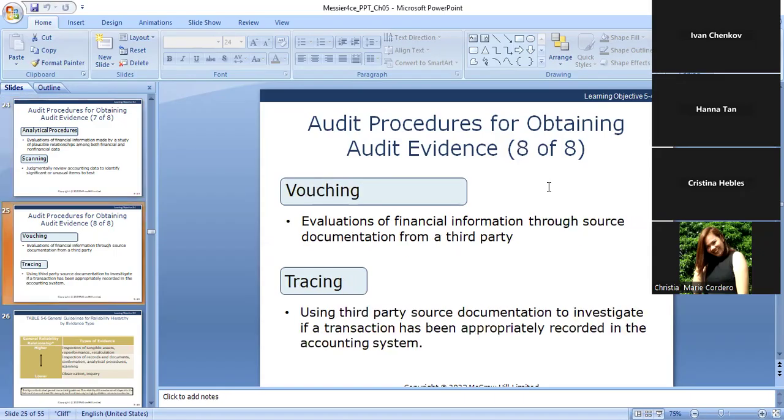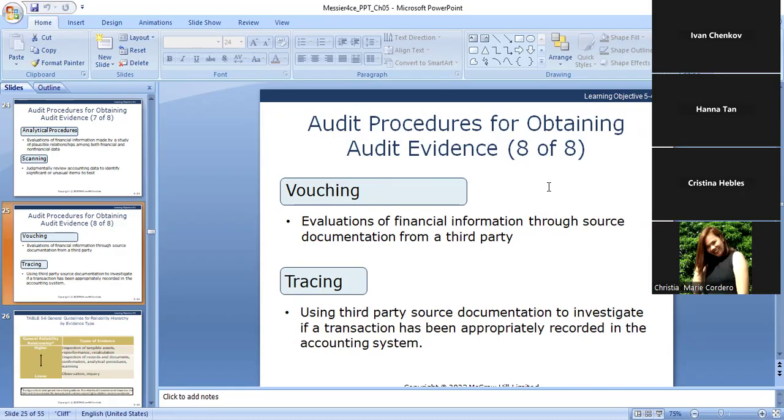Vouching. Now we're going to the vouching. What is vouching? Vouching is evaluation of financial information through the source documentation from the third party. That's why, as you see, we have a journal, something reported in the journal ledger. Then we're trying to find a supporting document. That's called vouching.